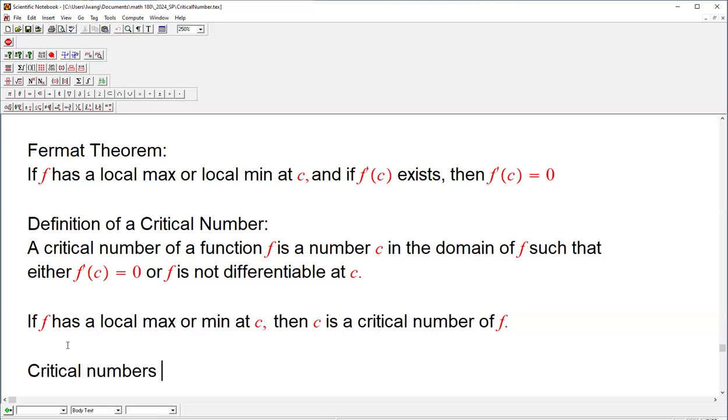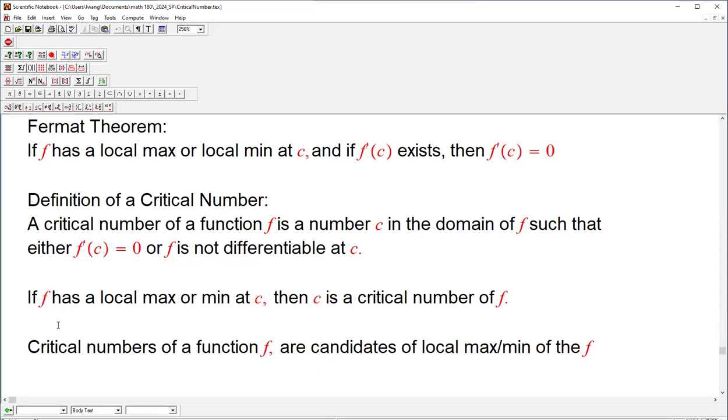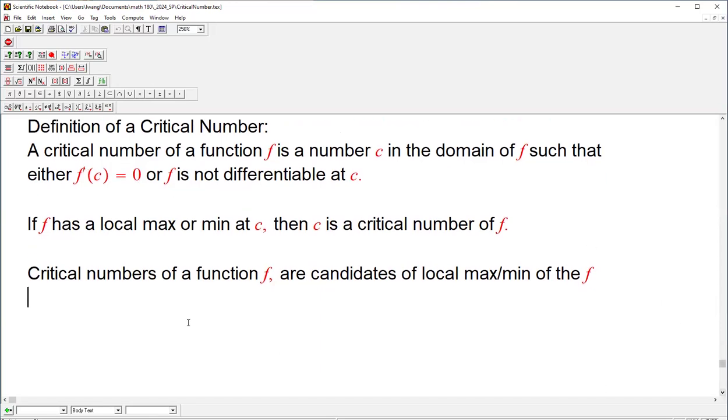Critical numbers of a function f, we don't know how many it has, are candidates of local max or min of the function f. So from this conclusion, in order to find local max and local min, the first thing we do is find the critical numbers.